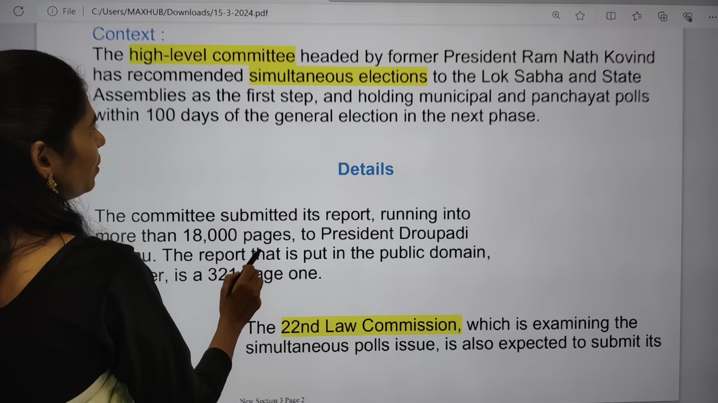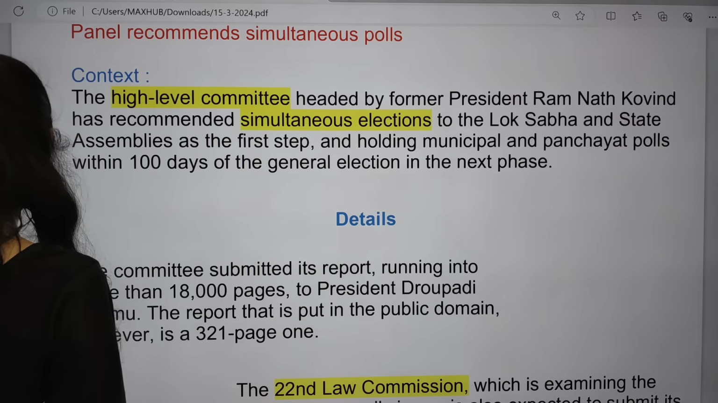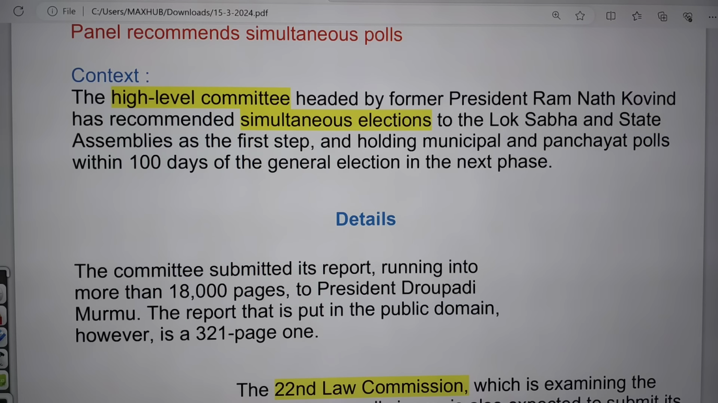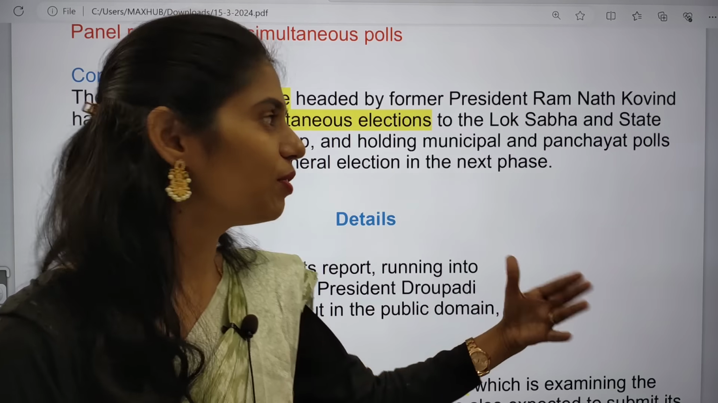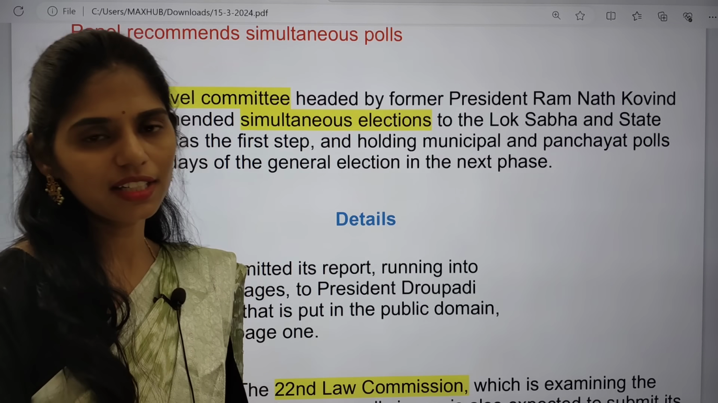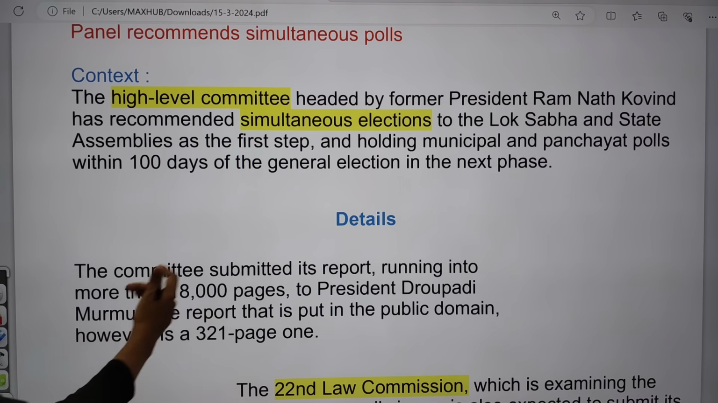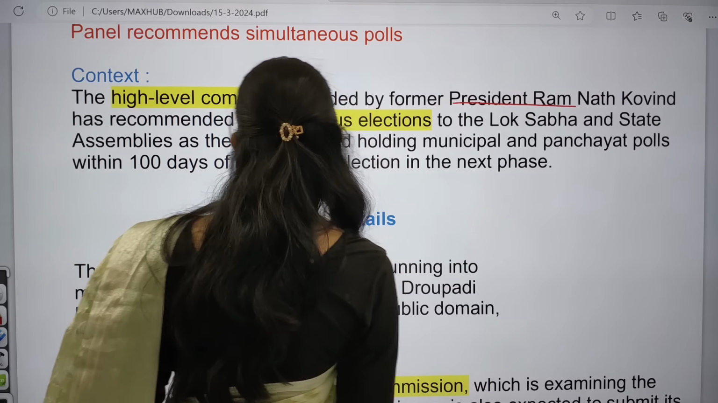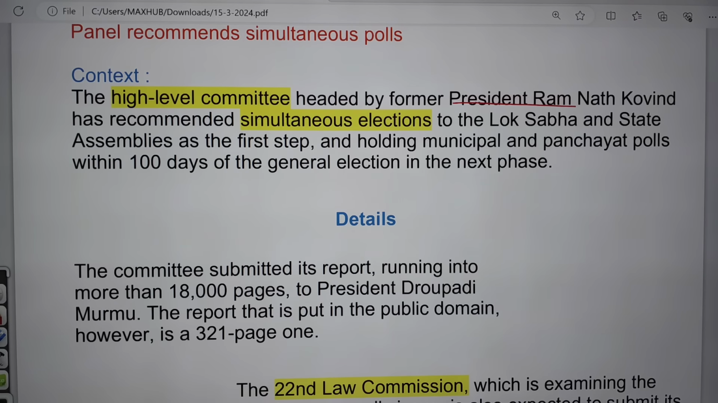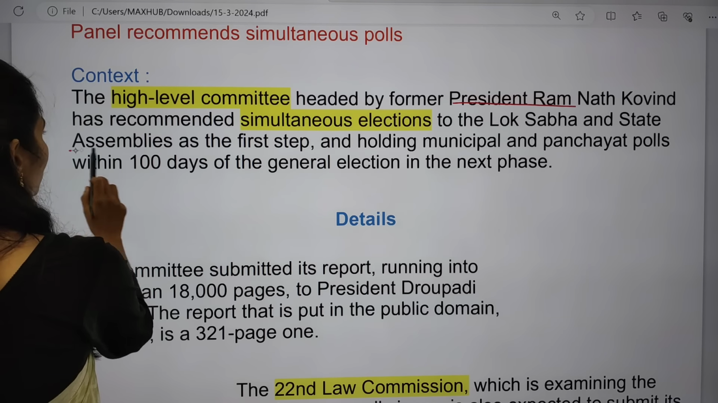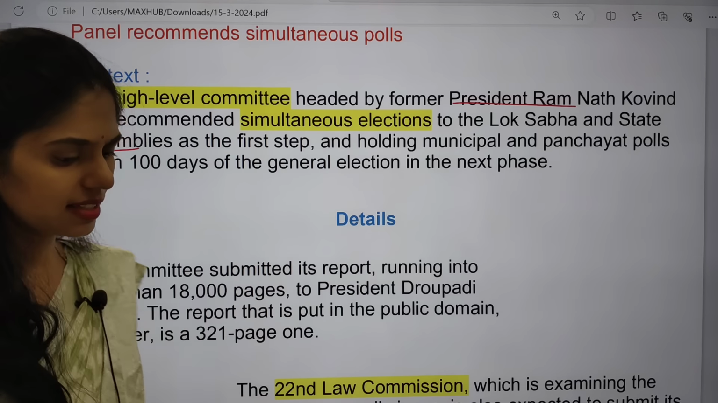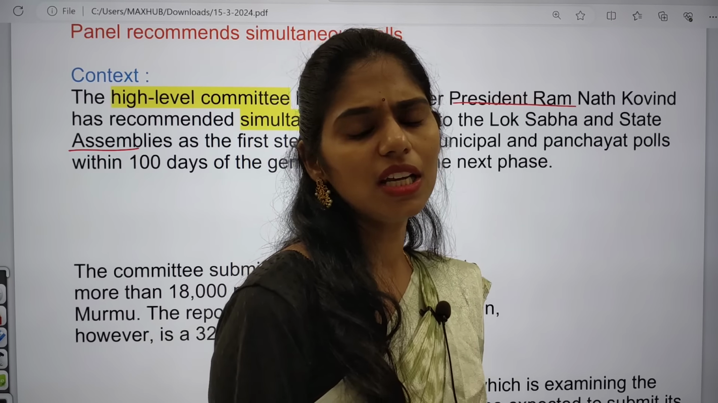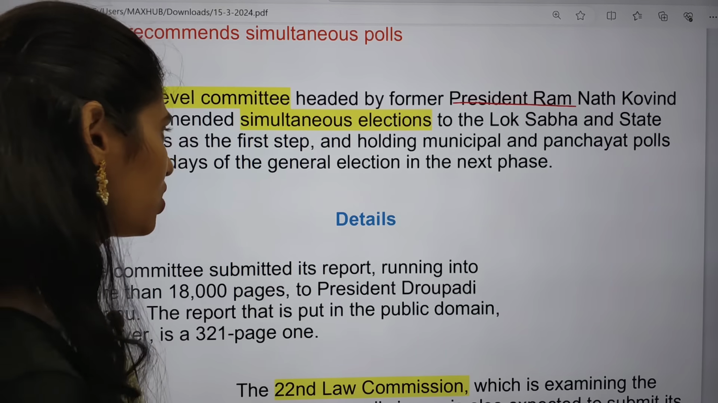Finally, the high level committee, which is headed by our former president. The present president is Draupadi Murmu ji, and before that we had Ramnath Kovind, right? So this committee was headed by Ramnath Kovind ji, and it has now recommended elections to Lok Sabha and state legislative assemblies as the first step. That means this panel is recommending that yes, we can go for one nation, one election.